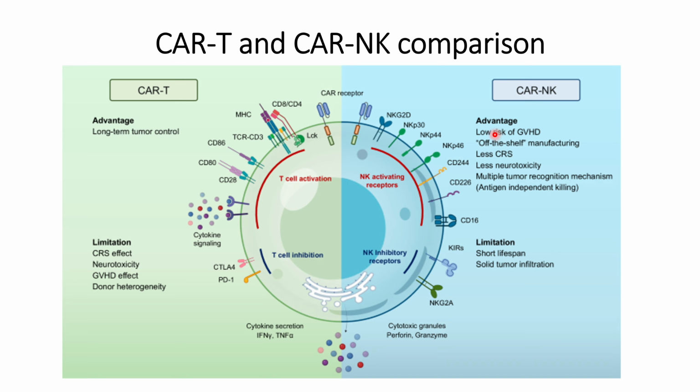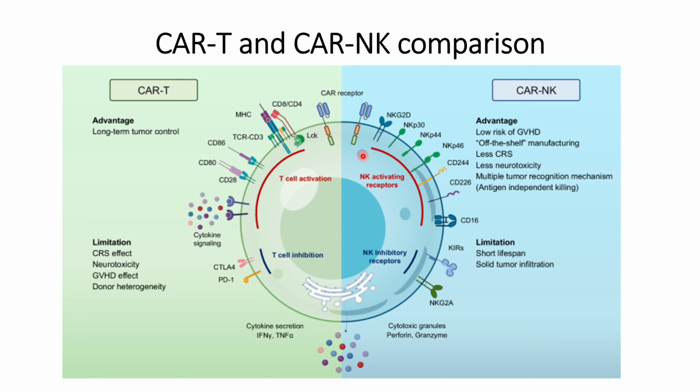will be the advantages of the CAR-NK cells, such as low risk of GVHD, low CRS, less neurotoxicity, and they can be used for multiple recognition sites, or antigen-independent killing can also be used. And off-the-shelf manufacturing, which means that cell lines, that is NK92, can be used for these CAR-NK therapies. The receptors that cause NK cell activation are NKG2D, NKp30, NKp44, NKp46, CD244, and CD226. These are the well-known receptors that cause activation of the NK cells.